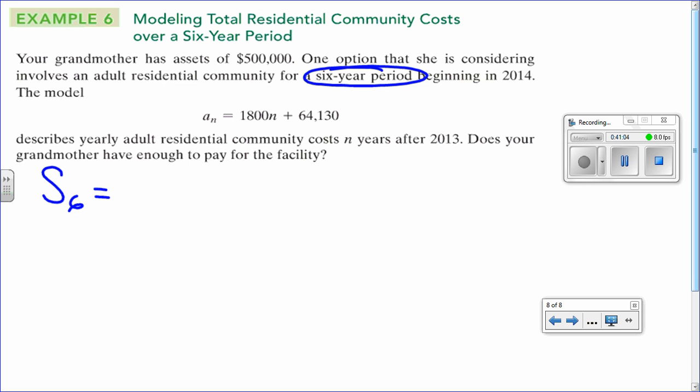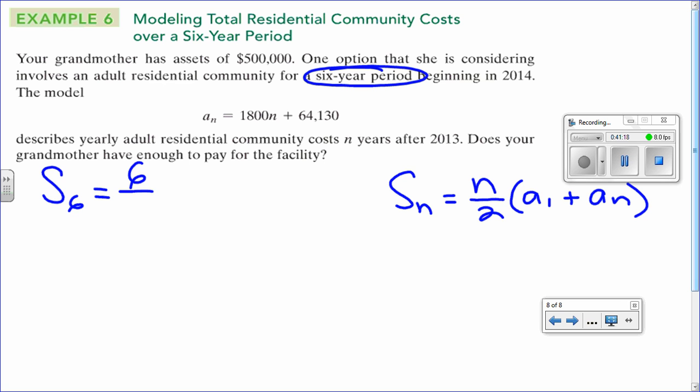So we're going to need, of course, the number of terms, which is 6, and I'm using this formula. I suggest you write it down every time you use it, that way it can stay in your head. So we need the number of terms divided by 2, and then we're going to add the first term plus the last term. In this case it will be the 6th term.